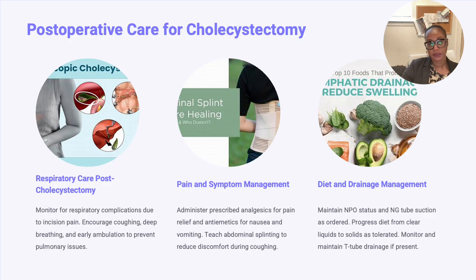A T-tube is a medical device that is typically used in biliary surgery. It provides a temporary drainage route for bile. It is inserted into the bile duct to allow for the bile to drain outside the body. So it's just a temporary route for the bile to be able to drain out of the body. They put in place the T-tube.